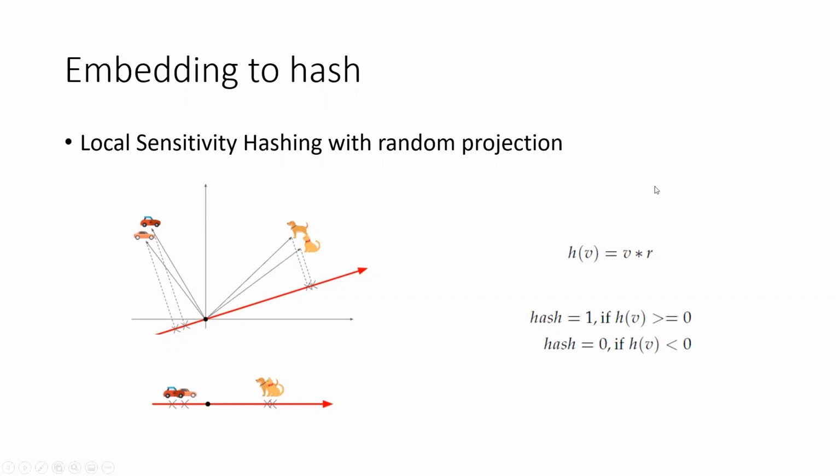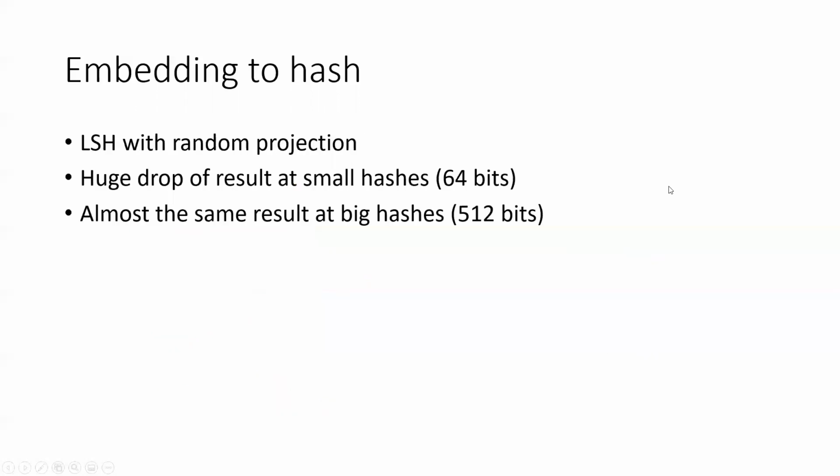And yeah, while I did my project, it was quite interesting that using LSH with random projections can show a huge drop in results at small hash sizes. For example, if we use only 64 bits of hash, there will be quite a big drop in results compared to embeddings, but almost the same results with big hashes, a drop of less than 1% when we have 512 bits for one embedding vector.